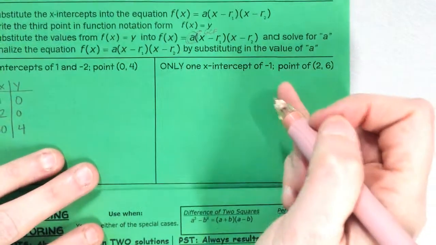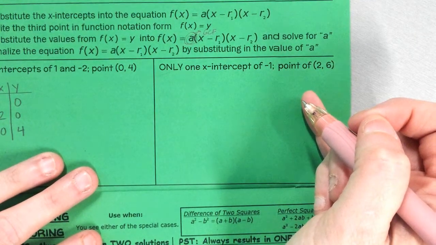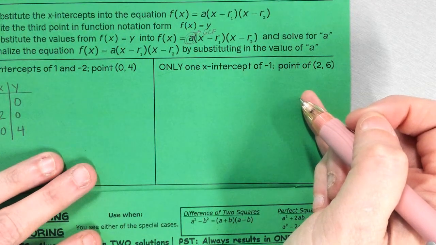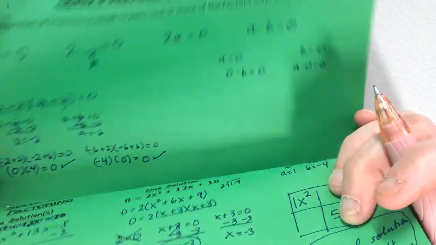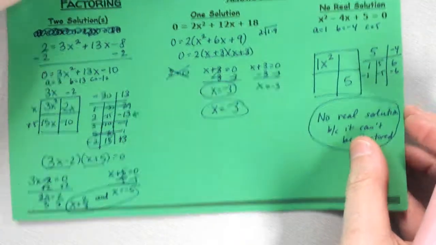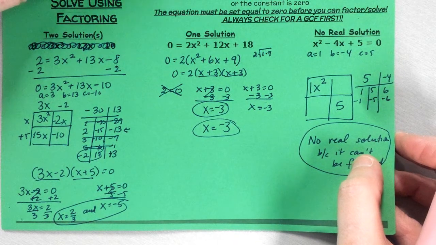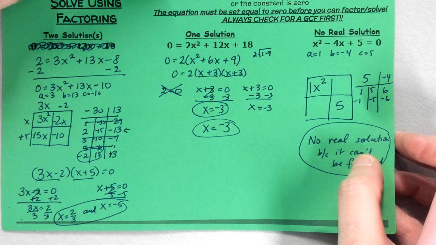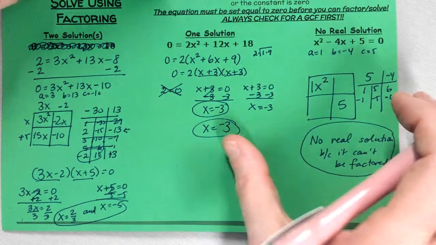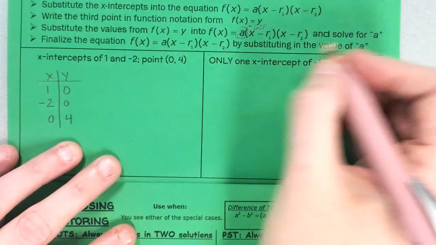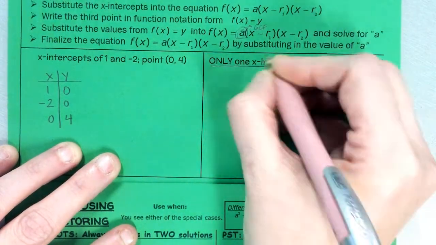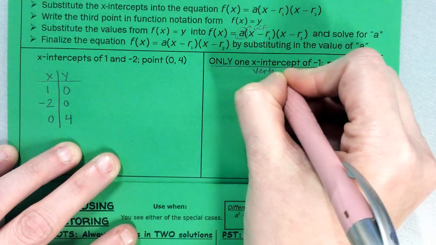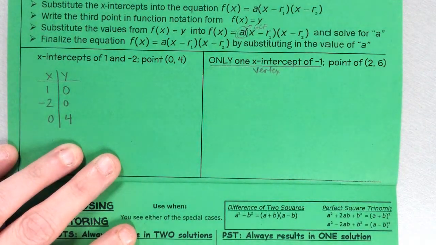Now, what about this one? This one says I only have one x-intercept of negative 1 and a point at 2, 6. Well, today in class, actually yesterday when we did our notes, we talked about an example when there's only one solution. And we talked extensively about what that solution looked like. And what it looks like is when you only have one solution, that solution is the vertex. When you have only one x-intercept of negative 1, that means you have the vertex.